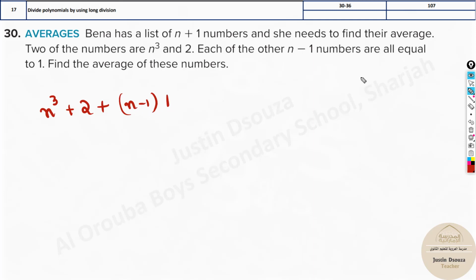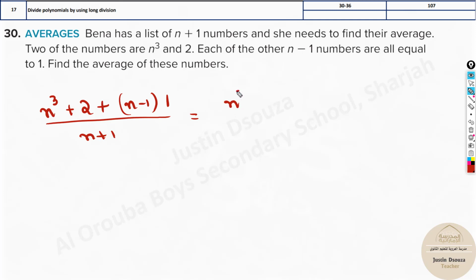So if there are 5 remaining numbers, it will be 5 times 1. So it's 5 into 1. 5, 1, 1, 1, 1. You have to add them. So this is the reason why we write it like this. Now divided by what are the total numbers? Total numbers are n plus 1. This is the main equation to write. Once you write this, then you can solve it.